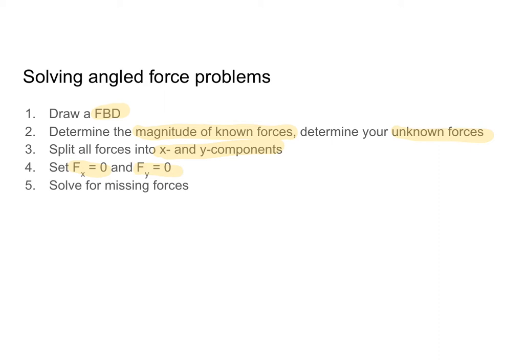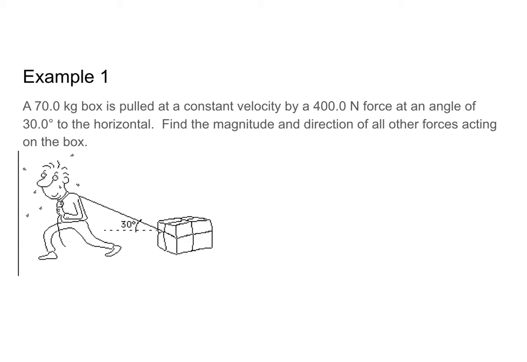So let's go through a couple of example problems so you can see how this is all done. Example 1. A 70.0 kilogram box is pulled at a constant velocity by a 400.0 Newton force at an angle of 30 degrees to the horizontal. Find the magnitude and direction of all other forces acting on the box. So let's go ahead and get started.